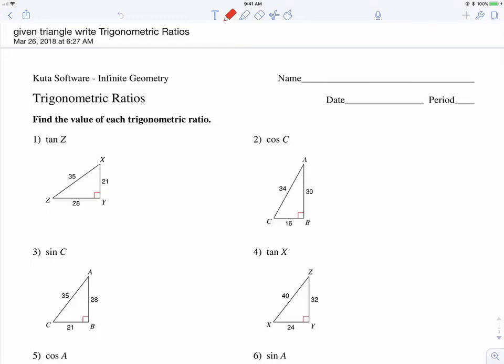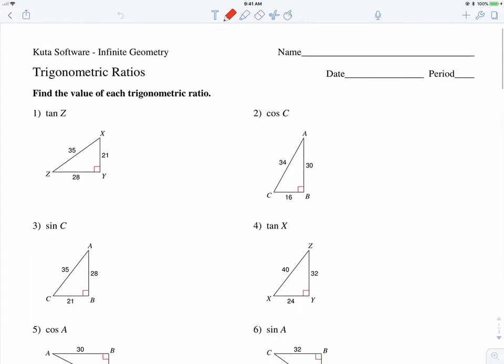For classwork today, you're going to complete this. You're going to have 3 things to do. This is the first one. I'm going to do a couple of these with you.